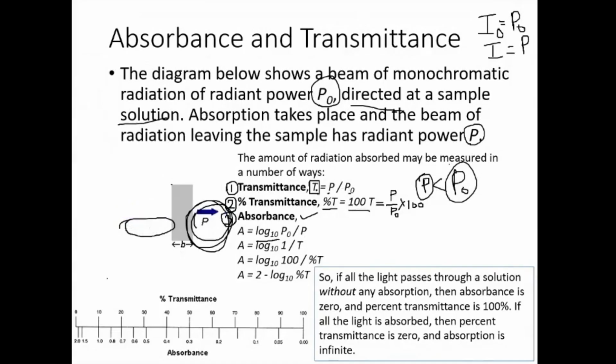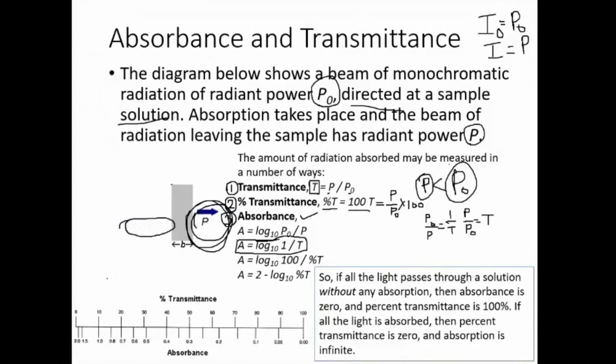So what is P0 upon P? It is equal to the inverse of T. Those who have not seen, P upon P0 is T. This is the definition of transmittance. So what is P0 divided by P equal to? It has to be the inverse of T, that is 1 by T. So, there you go. Absorbance is equal to log to the base 10 of 1 upon T.